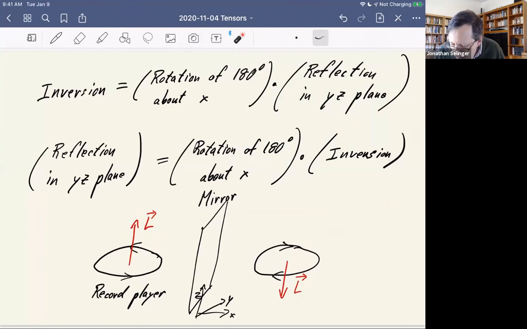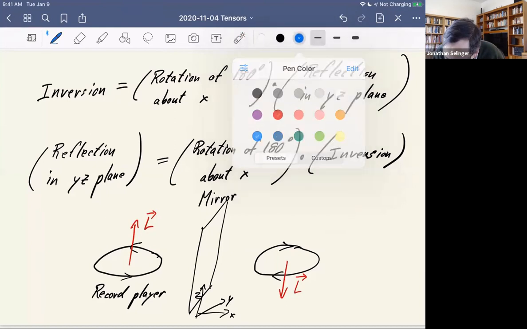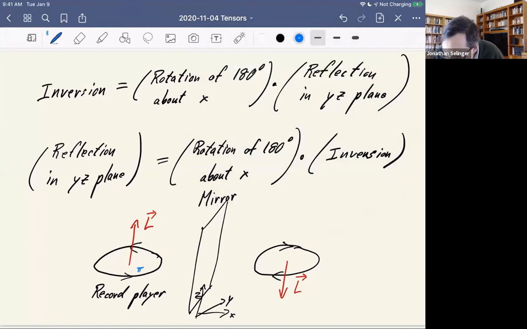Whereas if there's, I don't know, a bug on the record, right? So here's a little bug, and it has a velocity like this. And over here, here's the bug, and it has a velocity like that. So the velocity vector looks like a mirror image, right? But the angular momentum vector doesn't look like it's a mirror image. It looks like it's doing the opposite of what it ought to be doing, right?